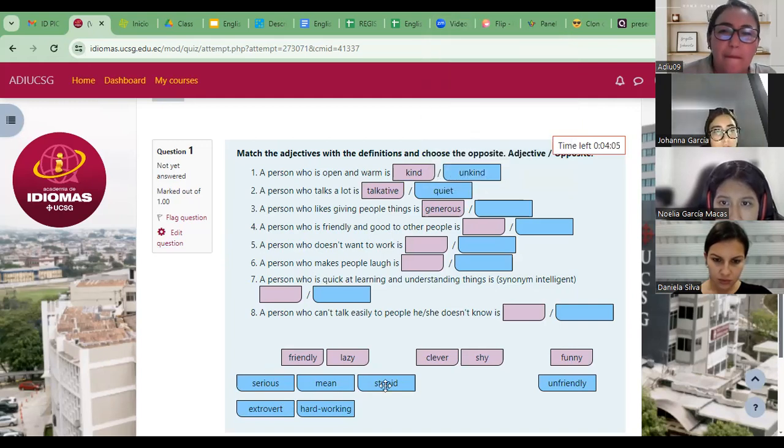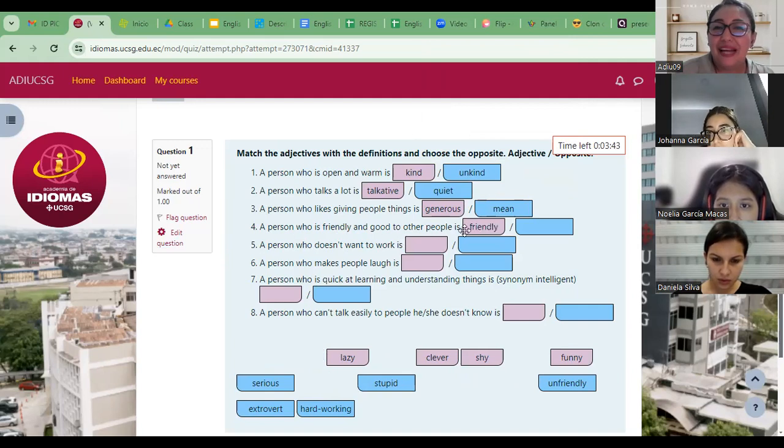Mean es como malo. Uy, mean, he's so mean. Mean es como muy malo. Malvado. Uno dice, uy, qué malvado. He's so mean. In English. A person who is friendly and good to other people. Friendly. Okay, then it could be friendly.